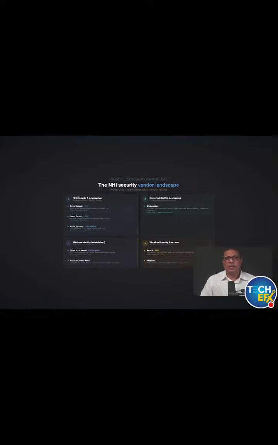Next solutions in this category are SailPoint, Okta, and Microsoft Entra. All are adding NHI capabilities, though their primary focus remains human identity. And the fourth category is workload identity and access. In this category, Aembit comes first, and they are focused on replacing static credentials with short-lived identity-driven access. Next one is Akeyless, and they offer SaaS-native secrets management for enterprise, Vault as a service.